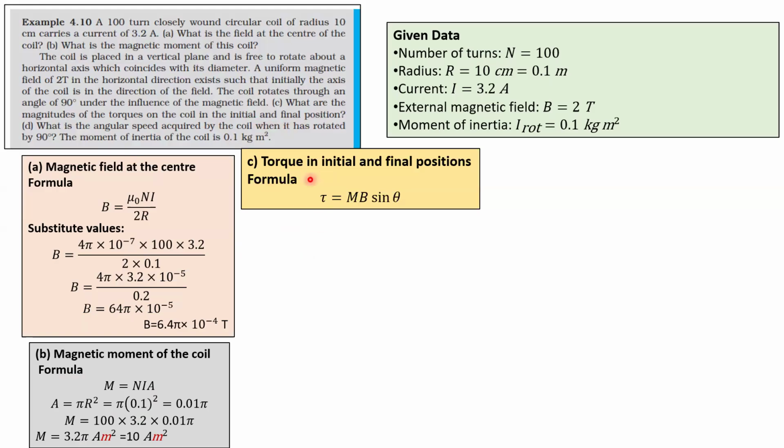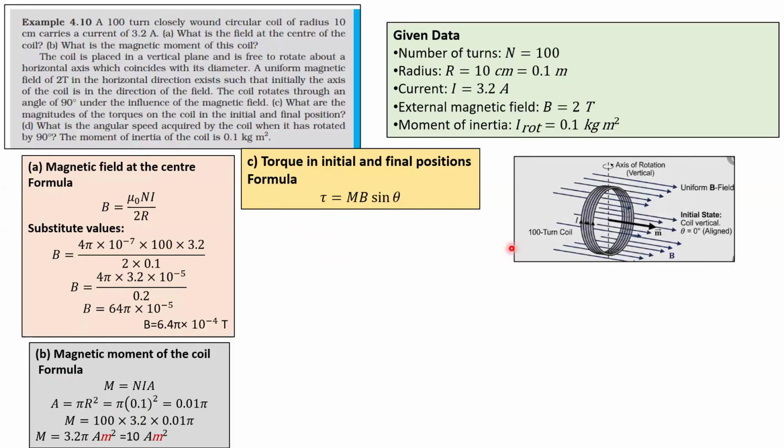Okay, first we'll write the formula. Torque tau equal to mb sin theta. We will try to realize the part now. Initially, this is the coil. Coil is kept in the vertical plane. Therefore, magnetic dipole moment is vertically outward. In other words, magnetic dipole moment and magnetic field both are parallel to each other. The angle theta is between M and B. Angle between M and B equal to 0.